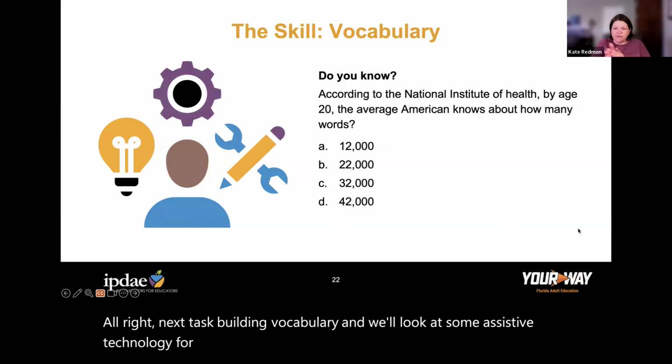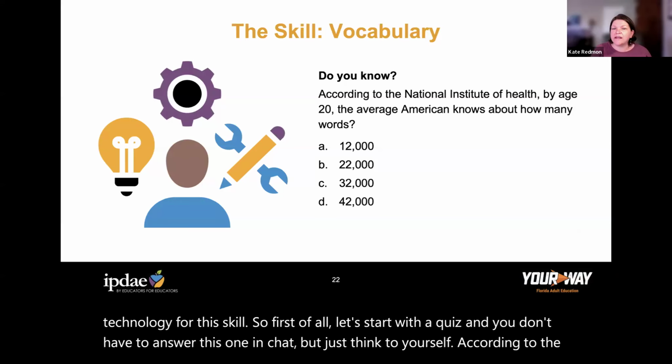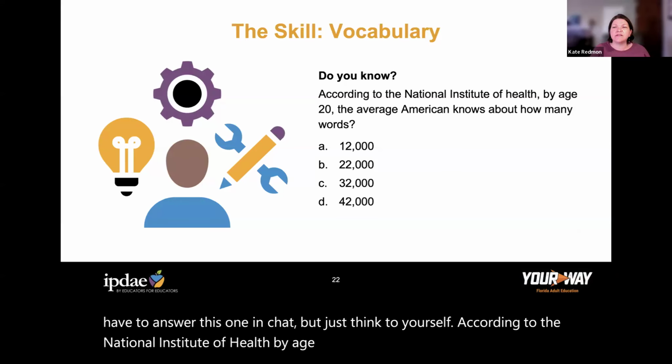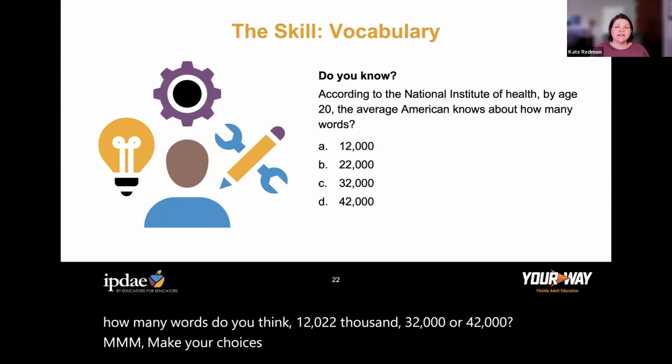So first of all, let's start with a quiz. You don't have to answer this one in chat, but just think to yourself. According to the National Institute of Health, by age 20, the average American knows about how many words? Do you think 12,000, 22,000, 32,000, or 42,000? Make your choices. The correct answer is D, 42,000 words.